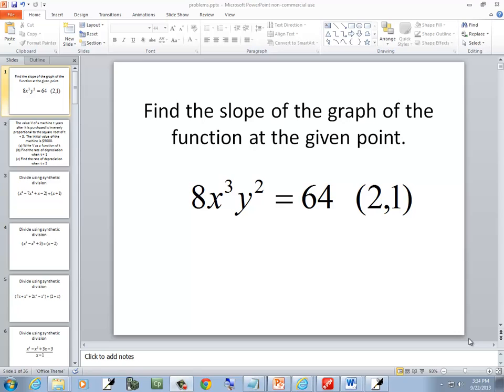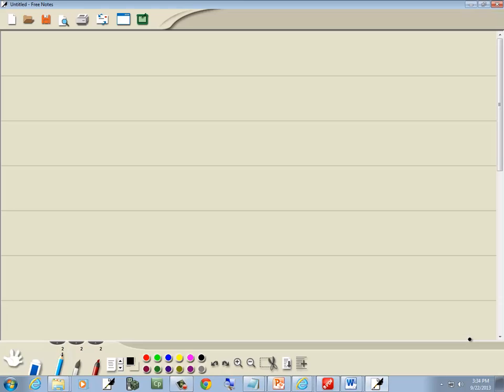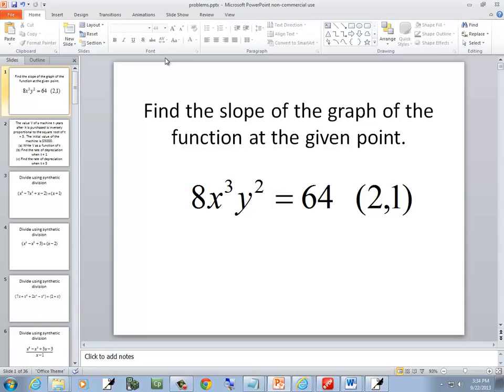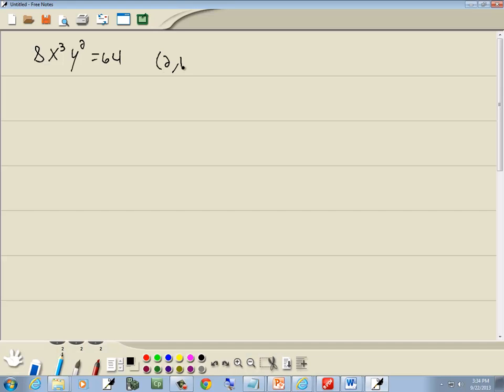In this problem, we want to find the slope of the graph of a function at a given point. So I've got 8x to the third y squared is equal to 64 at the point (2, 1). Well, first thing we need to do is take the derivative, and we'll take the derivative of everything where it's sitting.